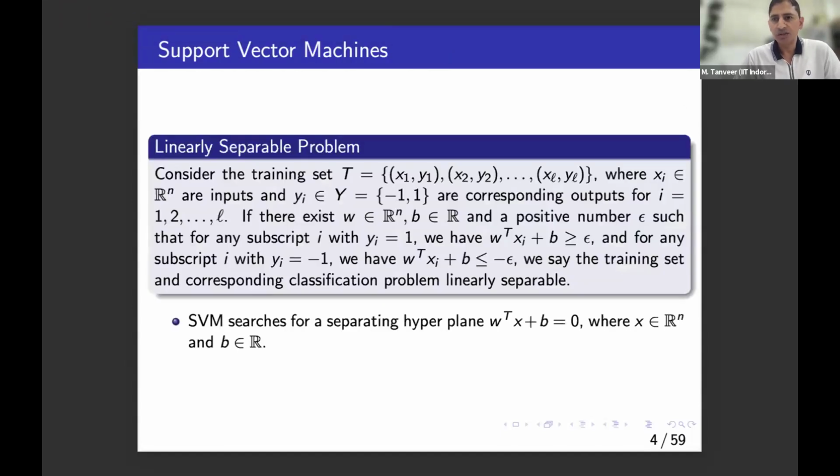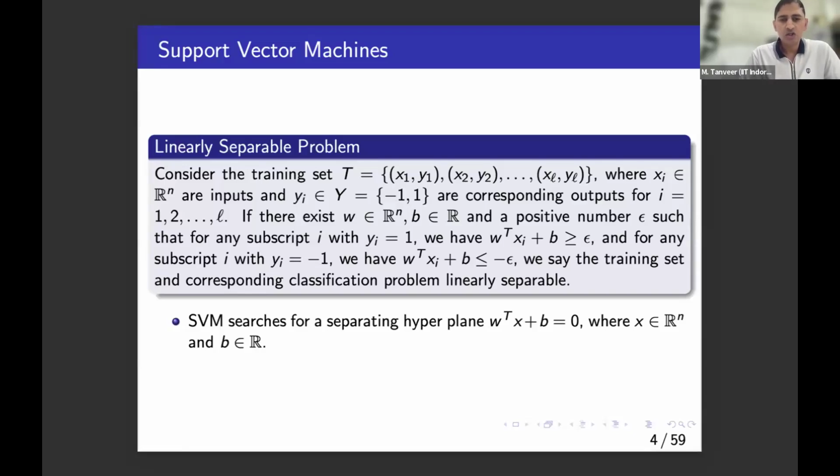So let me first come to the linear case of support vector machine, with the basics. Let us consider the training data points x1, y1, x2, y2, and so on, xl, yl, where xi are the inputs and yi are the corresponding outputs. For example, here class +1 and class -1. So here SVM looks for the optimal hyperplane between these positive and negative class samples.